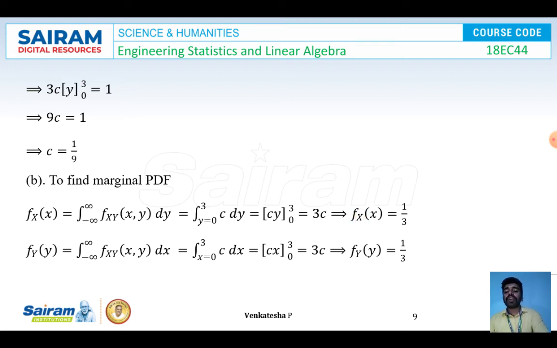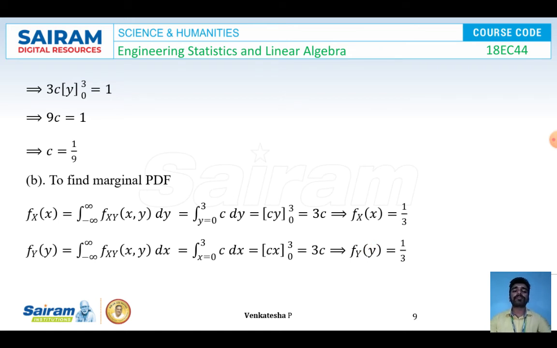Similarly, f_Y(y) is given by the integration from minus infinity to plus infinity of f_XY(x, y) dx. By using the limit for x varies from 0 to 3 and the function as c, I got the expression integral x from 0 to 3 c dx. So after integration I got cx between the limits 0 to 3. By applying the limit I got 3c. So it implies I got f_Y(y) is equal to 1 by 3, since c is equal to 1 by 9.